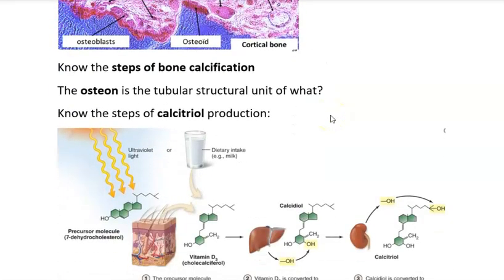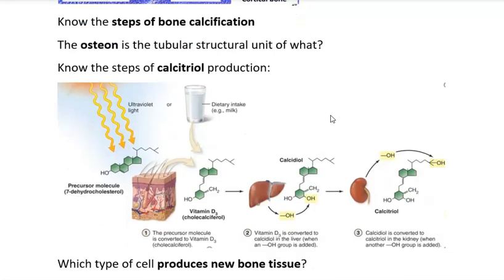Know the steps of bone calcification. Remember, this is where the osteoblast secretes osteoid, and the osteoid then calcifies, and then the osteoblast becomes a walled-in osteocyte. The osteon is the tubular structural unit of what? Well, not just bone, but in particular compact bone, okay? We see osteons in compact bone.